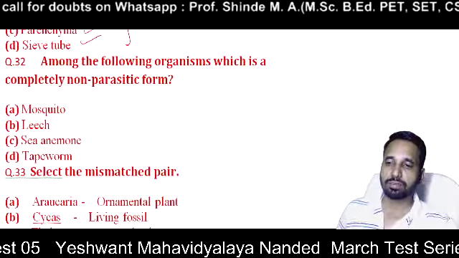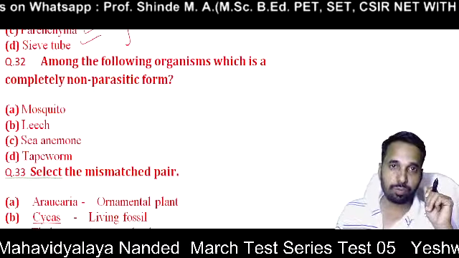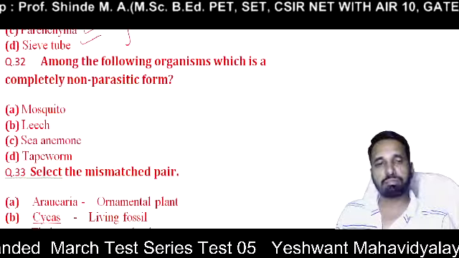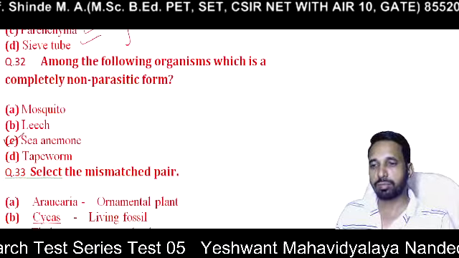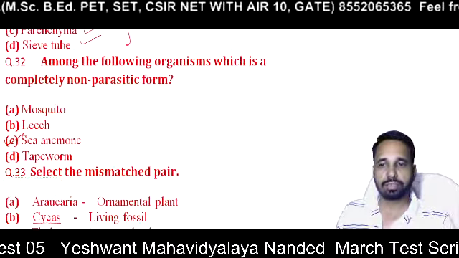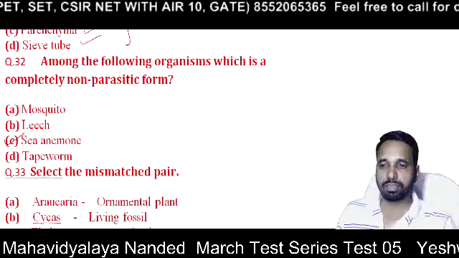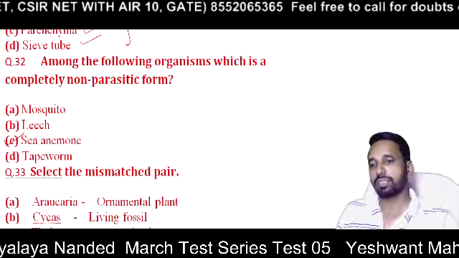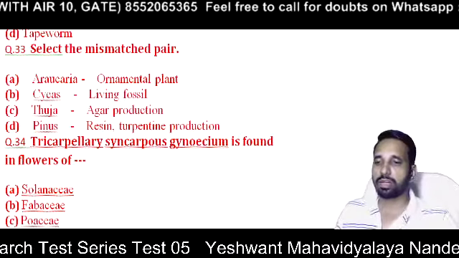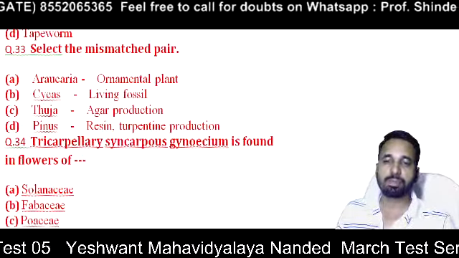Among the following organisms, which is a completely non-parasitic form, we are supposed to find out. Tapeworm, sea anemone, leech and mosquito, you can easily pick it up. It is sea anemone. Otherwise leech, mosquito and tapeworm are parasites by one reason or another. Sea anemone is the only free living cnidarian. So sea anemone, very easy to pick up. Then select the mismatched pair. Araucaria, ornamental plant. Cycas, living fossil. Thuja, agar production. Pinus, resin, turpentine production.